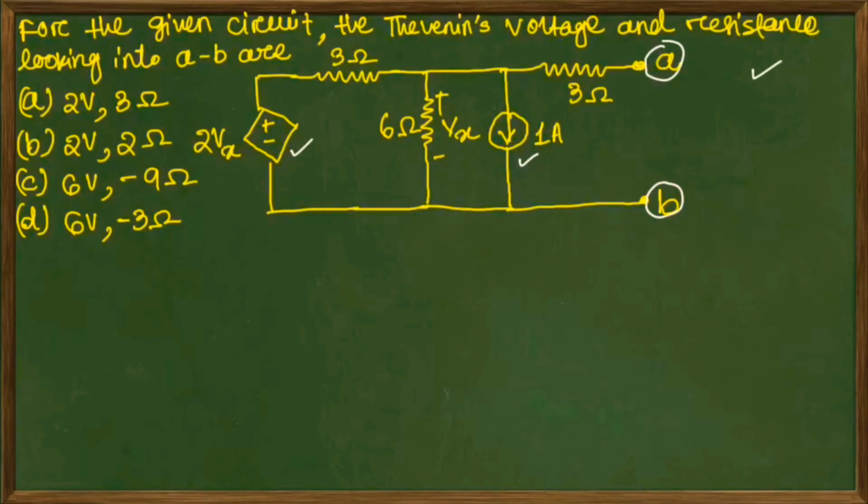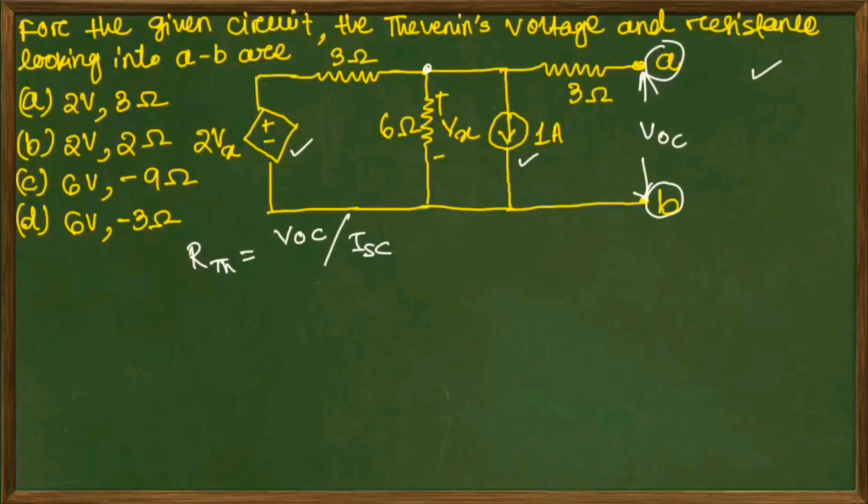Okay, as I said in the last lecture, when the circuit consists of both dependent as well as independent sources, the R Thevenin or R equivalent can be found out as RTH equals open circuit voltage divided by short circuit current. So here we have to find the open circuit voltage. Now let's apply nodal voltage analysis to this node to find out the open circuit voltage VOC across this point.